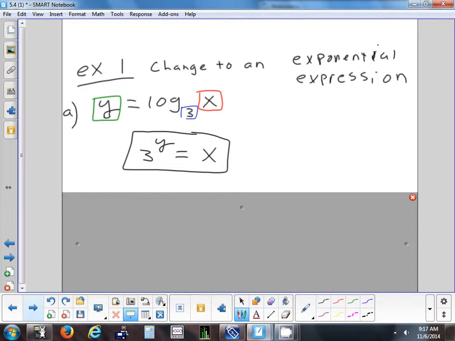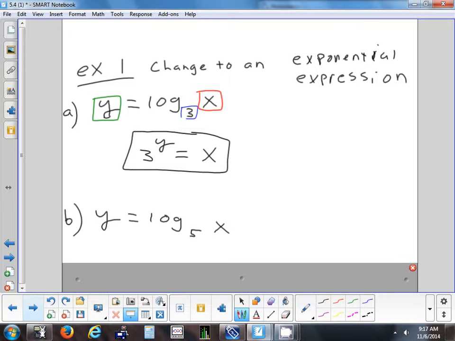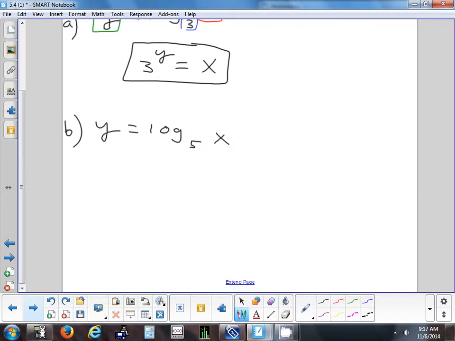So we just change it from a log expression to an exponential. We can't solve it because we don't know x or y. We need one of them. If we knew y was 2, then we could do it out. But that's all we had to do. Let's try this one. How about Tahina? What's my base here? Yep, base is 5. And my exponent, Brian? Y. Yep, logarithm always equals your exponent. And we haven't used the argument that goes by itself on the other side. So that's changing log form to exponential.